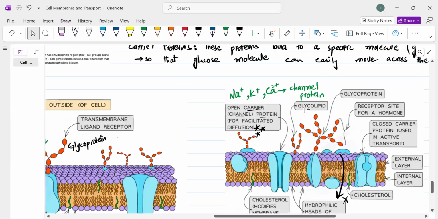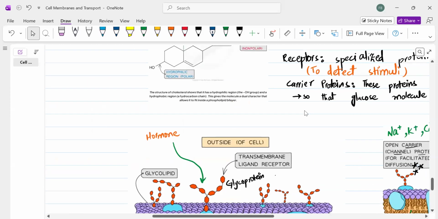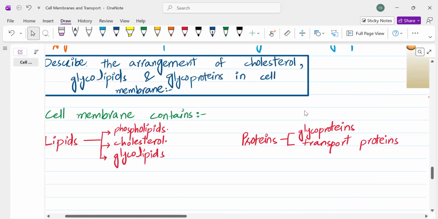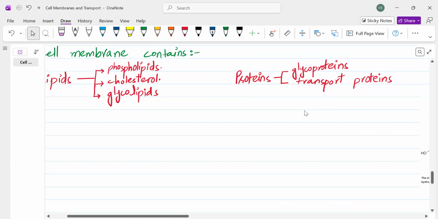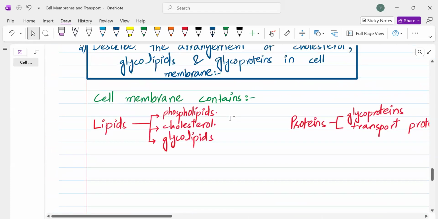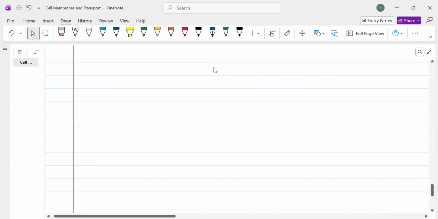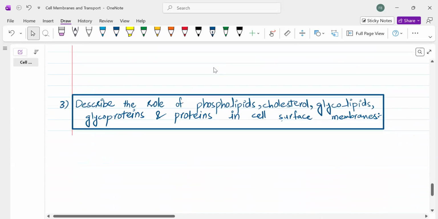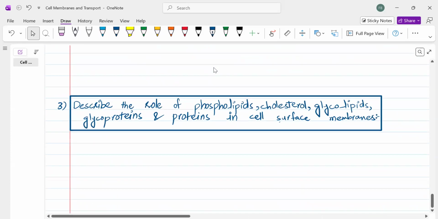Okay. This is about the structure, the different structures. We have discussed these things. Now we will be discussing how this was the arrangement. Now there is the role of these things. Firstly, you know about the phospholipid. Describe the role of phospholipid, cholesterol, glycolipid, glycoprotein, and protein in the cell surface membrane.